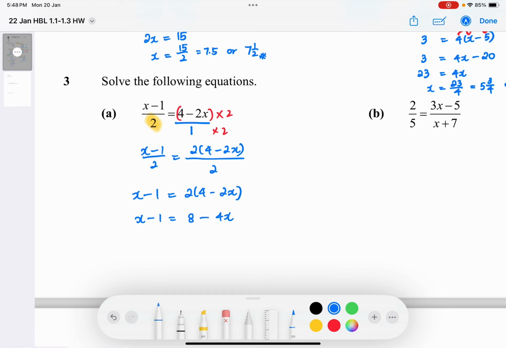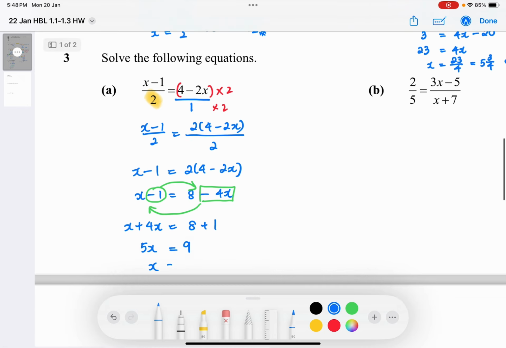Okay, then we'll move all the x terms to one side and all the numbers to the other side. So this x term will go over to this side. This number will go over to this side. Okay, and when this happens, the sign will change. So this becomes x plus 4x and then 8 plus 1. So 5x equals to 9, which means that x is equals to 9 over 5, which is 1 and 4 over 5, or 1.8.